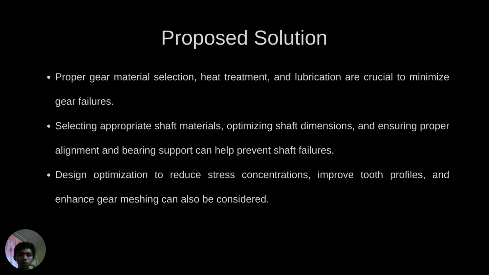For the proposed solution, proper gear material selection, heat treatment and lubrication are crucial to minimize gear failure. Selecting appropriate shaft materials, optimizing shaft dimensions and ensuring proper alignment and bearing support can help prevent shaft failures. Design optimization to reduce stress concentration, improve tooth profile and enhance gear machining can also be considered.